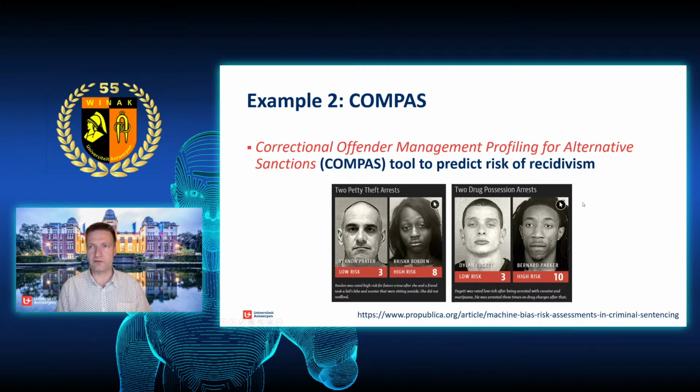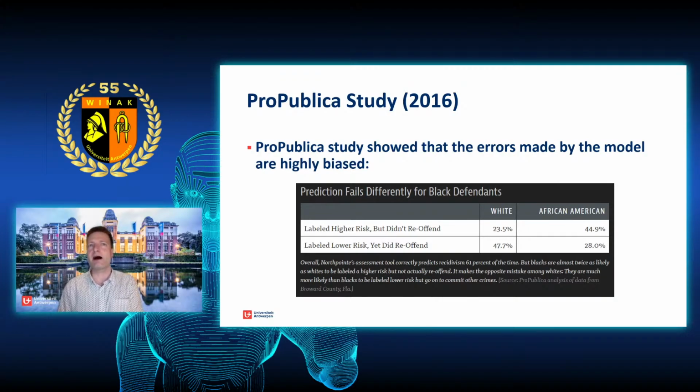One of the problems with this is that a group of investigative journalists looked at the scores given by COMPAS, because verdicts need to be open. They are public, so they can look up what the risk scores were and compare them to the demographic properties of the people, like gender and race. ProPublica, that's the name of this group of investigative journalists, found that there was a big bias in the errors being made by this system.